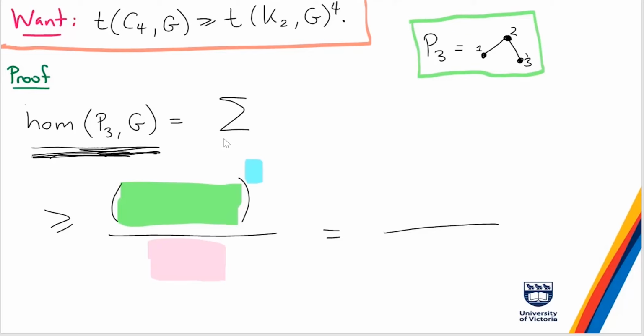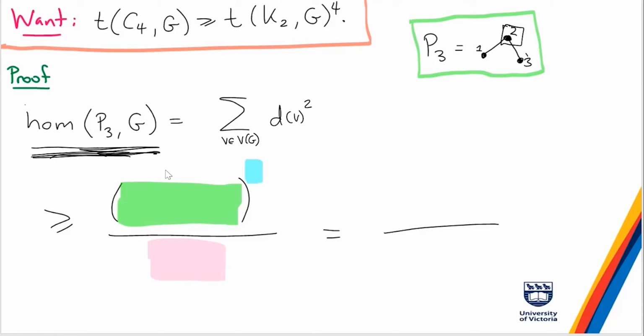So I'm going to write it as a sum, but picking the central vertex is what I want you to do. If I pick the center one to be v for some v, then the number of ways to choose where 1 goes and where 3 goes is going to be d(v) squared, because I pick 1 to be any neighbor of v, and I pick 3 to be any neighbor of v.